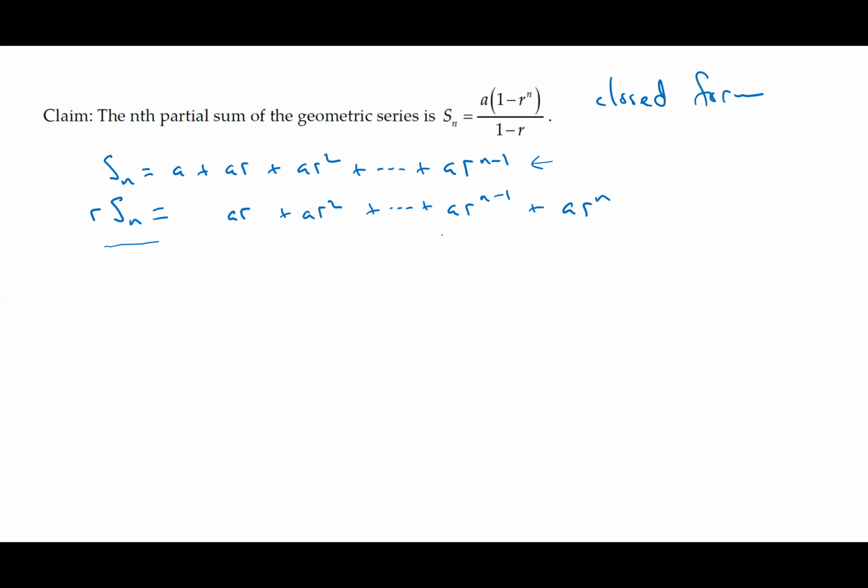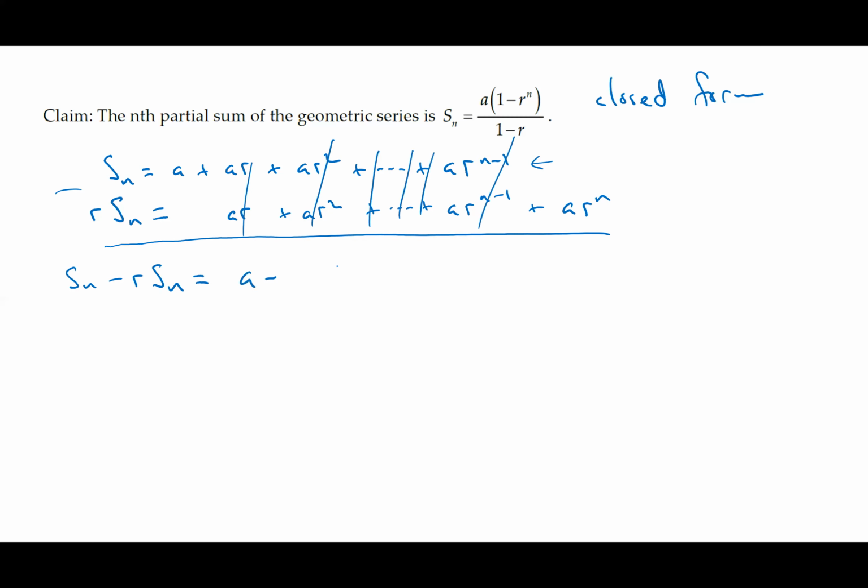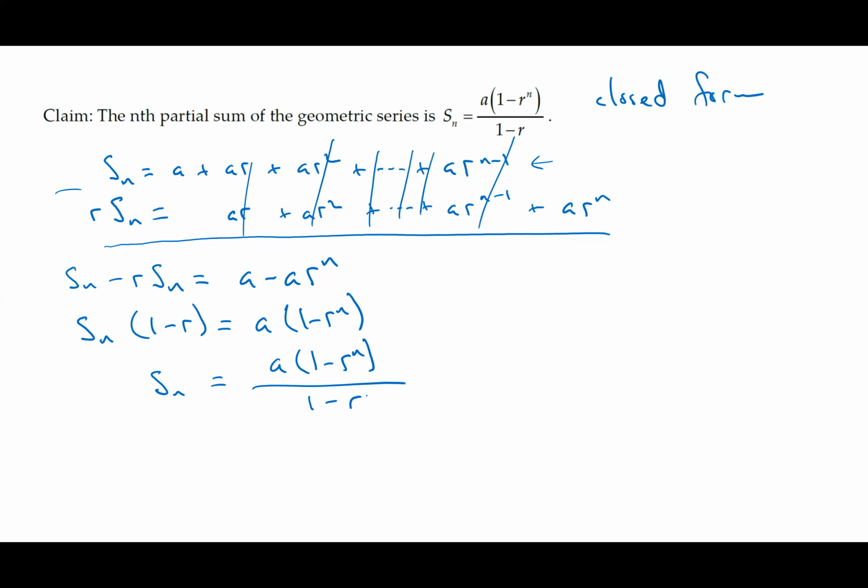And so what I can do now is subtract these, and you get Sn minus r Sn equals, well, gone, gone, gone, gone, gone, gone. You have a minus ar to the n. In other words, Sn factored. And so you get Sn equals a quantity 1 minus r to the n all over 1 minus r. Okay, there we go.